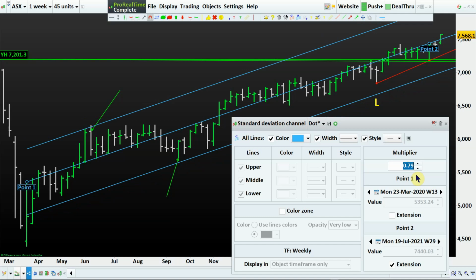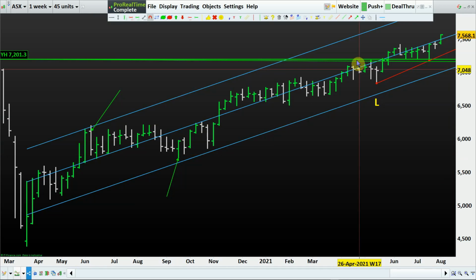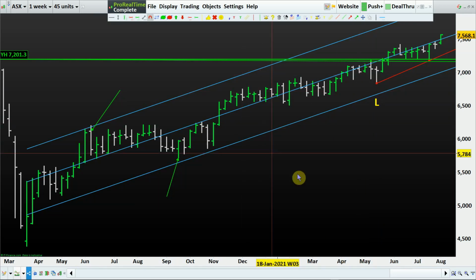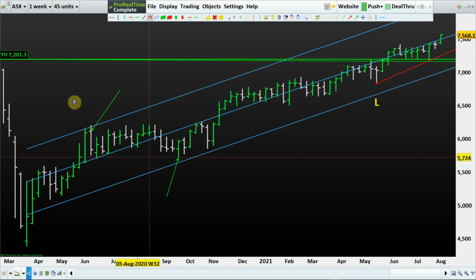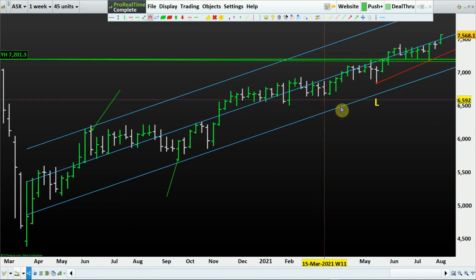Almost. No, it has already touched. So we'll be happy with this. So this is the current channel. Another simple way to know what is the trend is to draw a channel in an uptrend. That will tell us whether the peaks are going up, troughs are going up. That's what Marty said, isn't it?